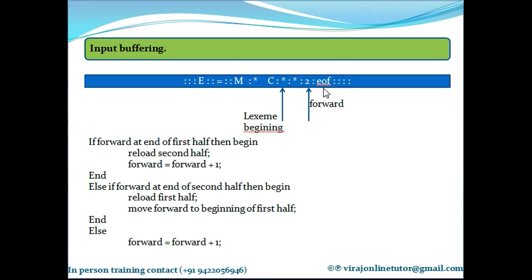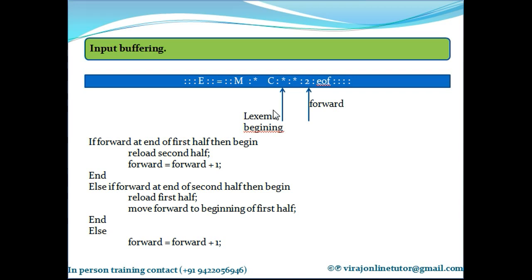Initially, both the pointers point to the first character of the next lexeme to be found. So initially, both these pointers point to the next character where the lexeme finding is involved. Okay, both are pointing to the first character of the next lexeme to be found.